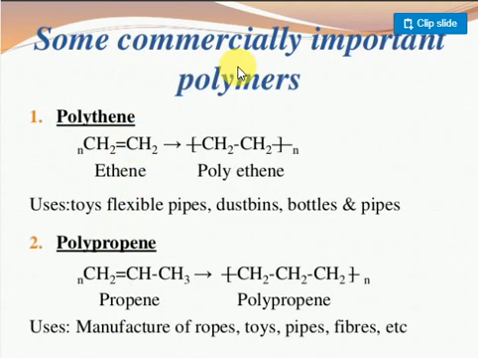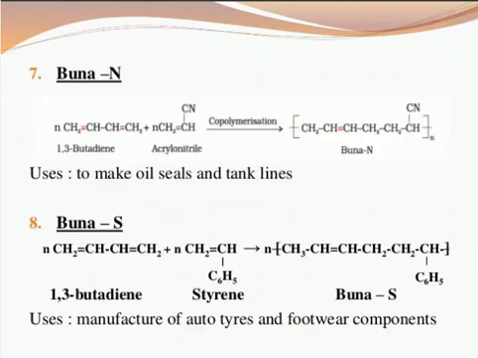Next, coming here, some commercially important polymers. Look, students, this is very, very important. Buna N rubber and Buna S rubber. Look at the mention here: 1,3 butadiene. Already discussed, 1,3 butadiene plus acrylonitrile. Acrylonitrile is nothing but this, don't confuse here: CH2 double bond CH, where one hydrogen is replaced by the cyanide group. This is called acrylonitrile.